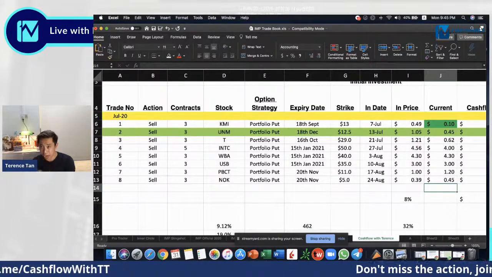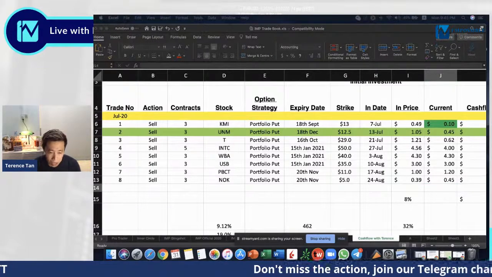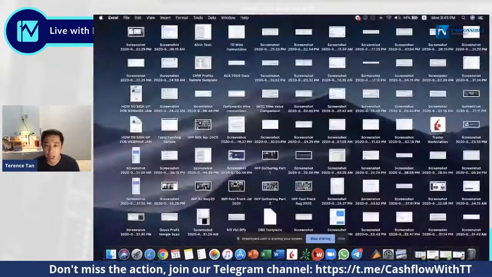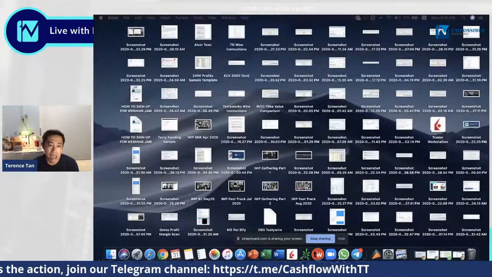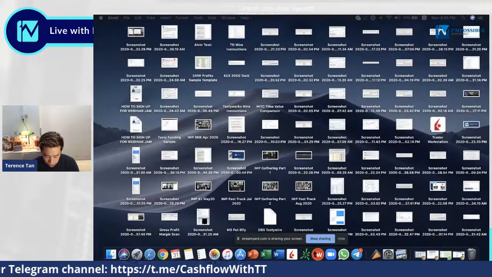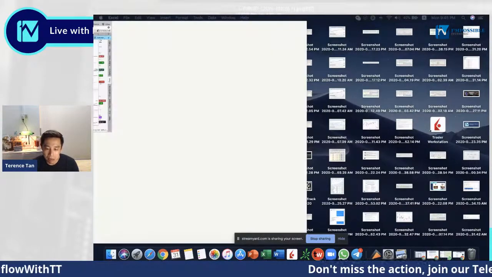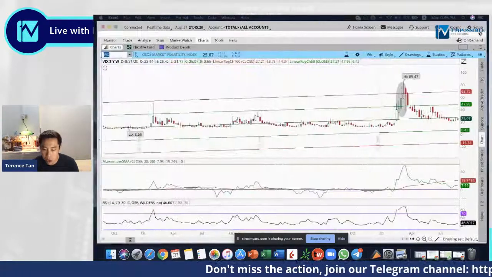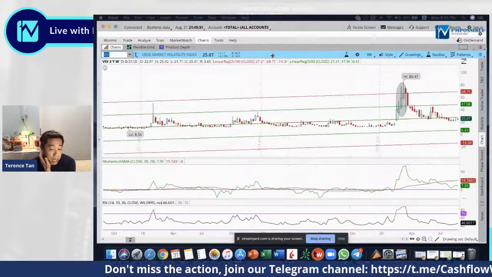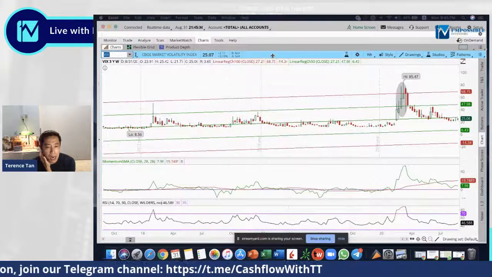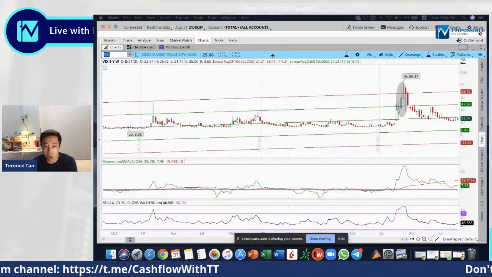For this protection, what I'm going to do is sell volatility options. This may be a little bit of a surprise for some of you who are new with us, but I will be selling options on the volatility index. Just some little guides before I go into it.